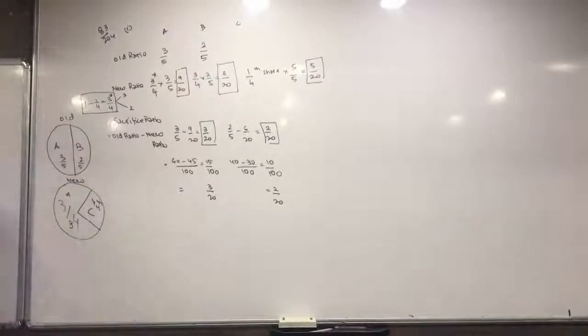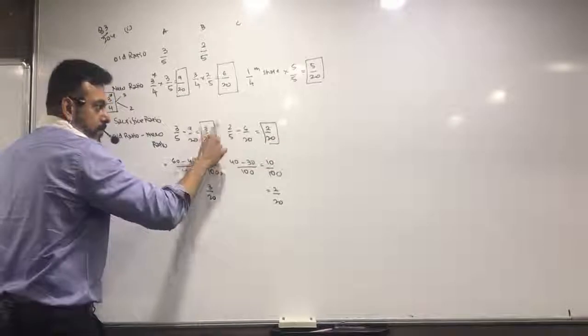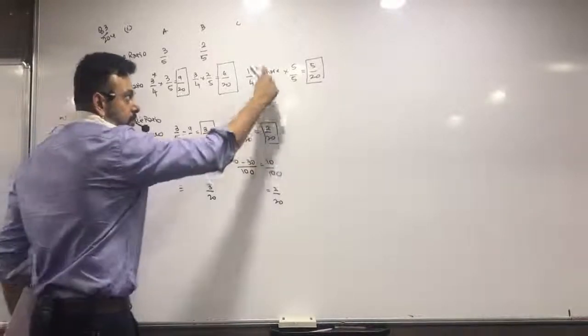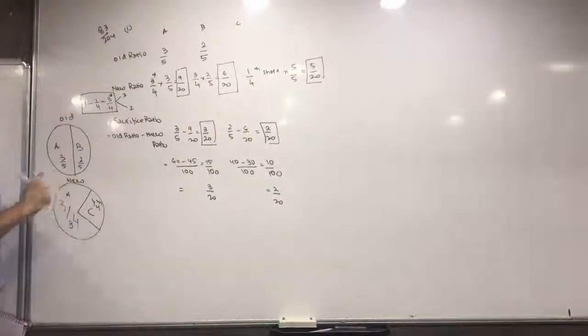Now what's the sacrifice? Sacrifice is also 3:2. Let's check. 3 by 20 plus 2 by 20. So 3 plus 2, 5 by 20, which is equal to 1 by 4 or 5 by 20. समझ में आया सबको ये concept? All of you? Okay. Now the step is once again.